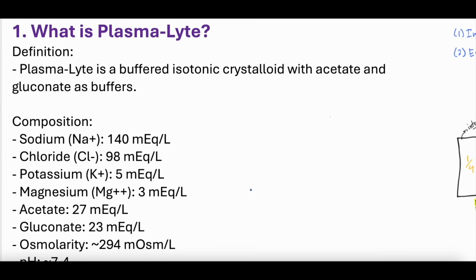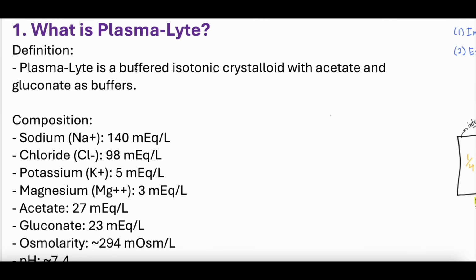So definition, what is PlasmaLyte? Well, PlasmaLyte is a buffered isotonic crystalloid. Oh, that was a little wiggly, huh? Buffered isotonic crystalloid with acetate and gluconate that function as buffers. So lactated ringers has sodium lactate as its buffer. Normal saline does not have a buffer. And PlasmaLyte has acetate and gluconate as its buffer. So that helps if there's acidemia at play. It helps buffer that acidemia and improve pH.